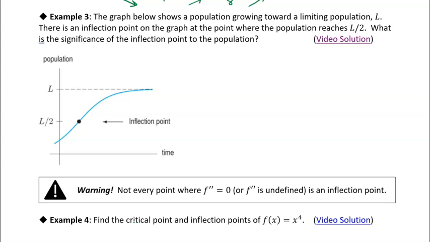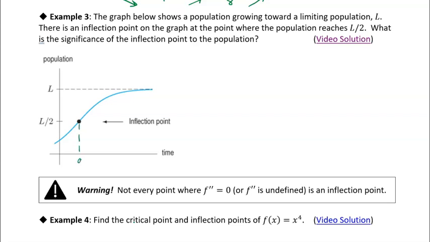But this graph shows this population reaching a limiting population, and there's an inflection point on the graph, and the inflection point occurs halfway toward the limiting population, all right, L over 2. And so the question is asking, what is the significance of the inflection point to the population? All right. Well, you can see that the population is increasing. The first derivative of this population would always be positive, right? Everywhere.